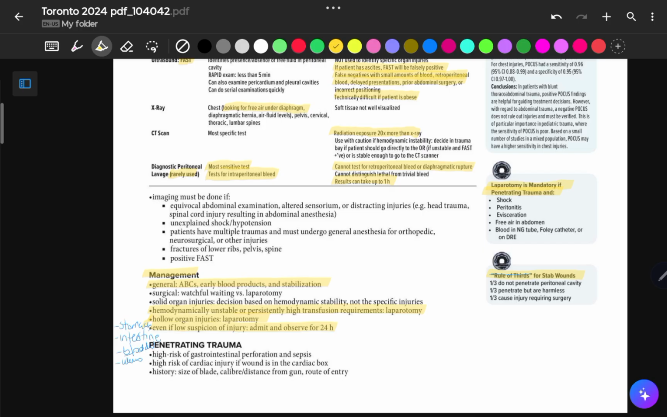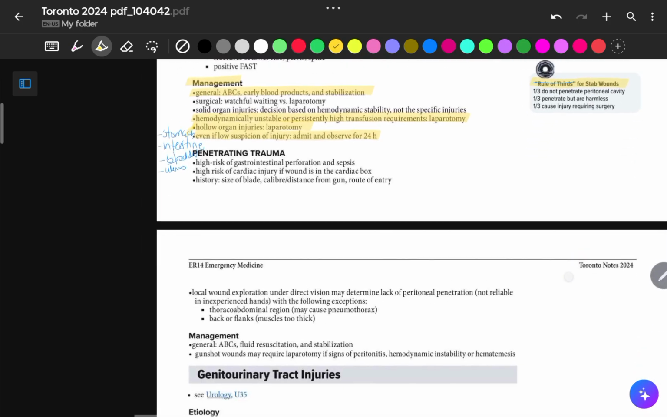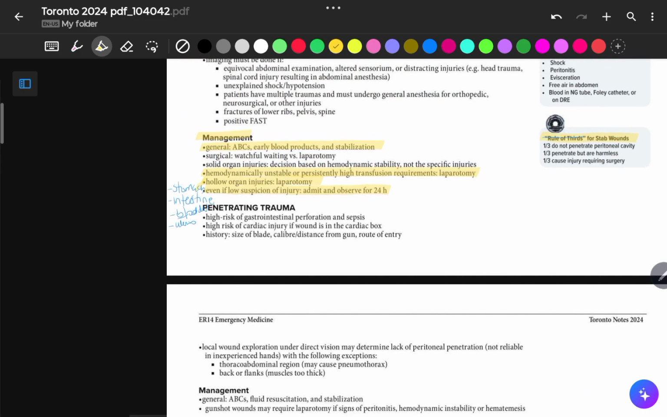So imaging. How would you manage a patient presenting with abdominal trauma? Do your ABC, early blood product stabilization, watchful waiting, laparotomy. You need to decide: if hemodynamically unstable or persistently high transfusion required, then laparotomy needs to be done. Hollow organ injury, you need to do a laparotomy. Even if low suspicion of injury, you need to admit and observe for at least 24 hours.